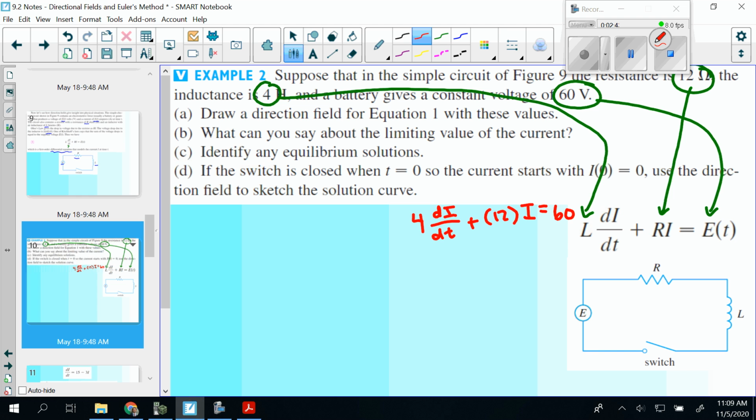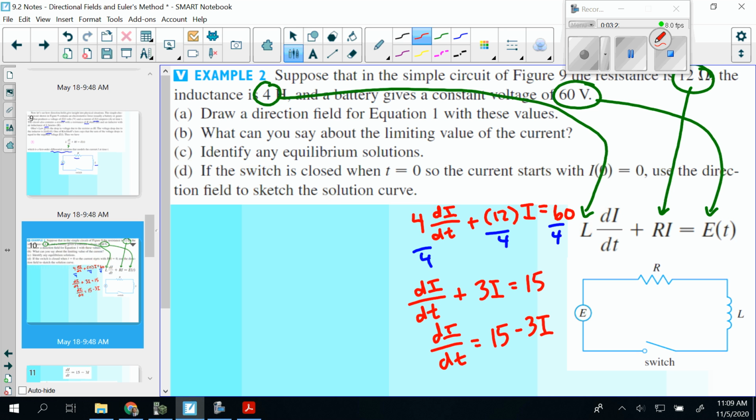Simplifying this a little bit, since all of these have a 4, I'm going to divide each of these by 4. So now we've got this differential equation that says our rate of change of our current plus 12 divided by 4, which is 3 times our current, equals 60 divided by 4, which is 15. Then to get our rate of change by itself, I'm going to subtract that over. So then we get 15 minus 3I. So there is a differential equation we can use to do part A, where they want us to draw our directional field.